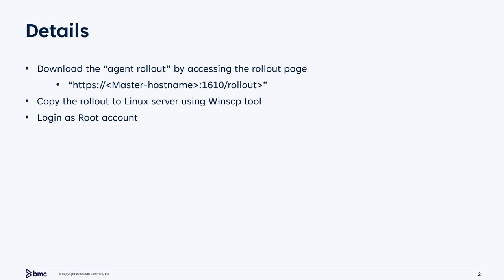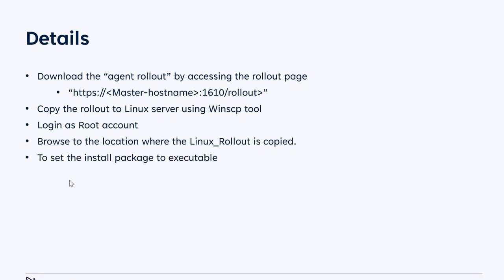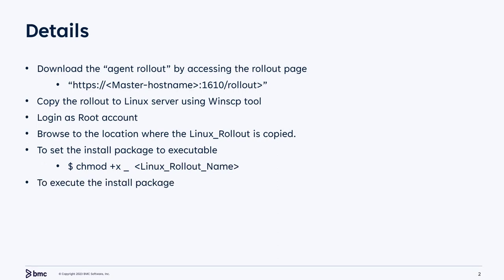We will then log in to the Linux server with the root account and browse to the location where we have copied the rollout. To convert the installer to an executable, we will run the following command, which is chmod space +x space the name of the rollout, and in order to execute the package we will run ./ and the name of the rollout. In the upcoming video we will demonstrate the same steps, so let's get started.